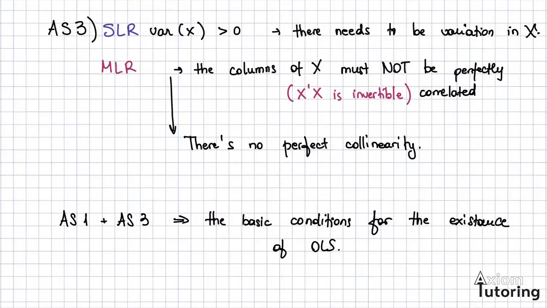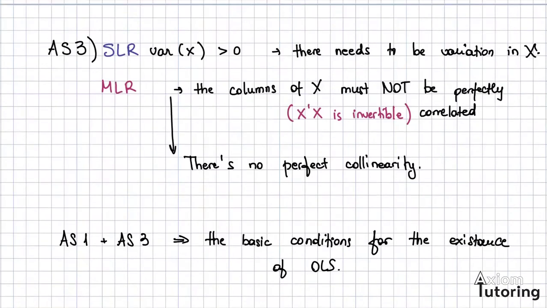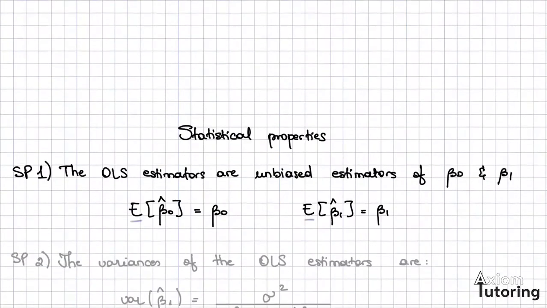I hope this was helpful to kickstart you on the assumptions. So keep in mind, we've seen assumption 1 and 3 that create the basic conditions for the existence of the OLS. However, for us to be able to rely on our OLS assumptions so that we can say, okay, statistical property 1 checked, we need 3 more assumptions, which we will see in the next video.